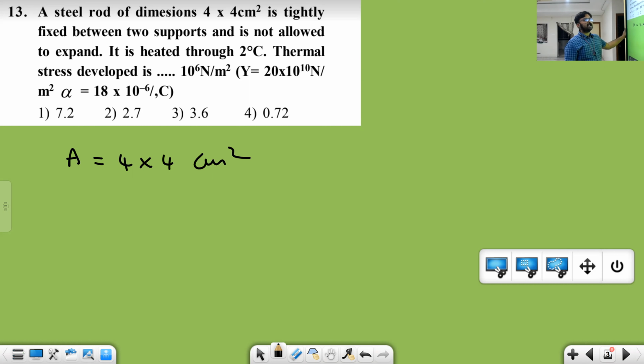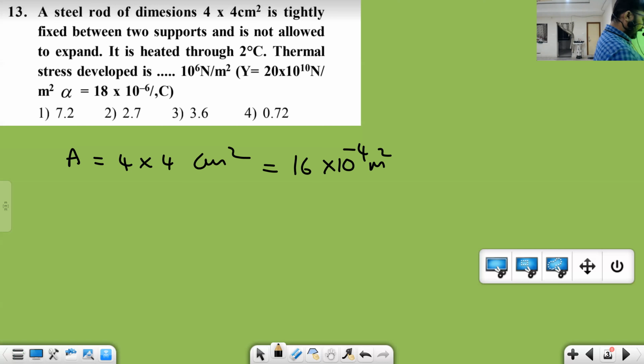So area is given as 4 into 4 centimeter square. If I want to convert into SI units, can I write 16 centimeter square as 10 power minus 4 meter square? Please confirm. Yes, sir.